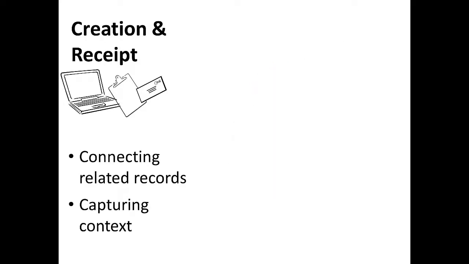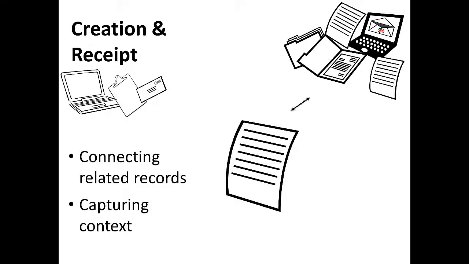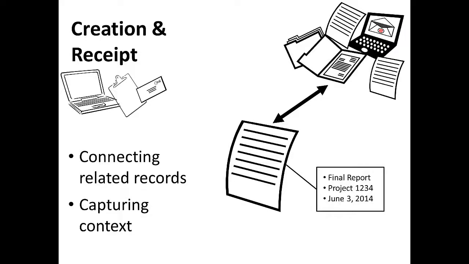As you're capturing a record, you have the best chance to make sure that record can be connected to other related records, so you can have a complete picture of what happened or what work was done. You also have the chance to capture information that will help you and others understand the context of the record. For example, you might capture the title, author, or date of a document, or the project number or name. You might capture an email message's sender and recipients, its attachments, and all the other information you'll need to make sure you have the complete record.